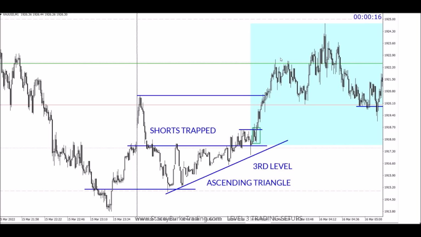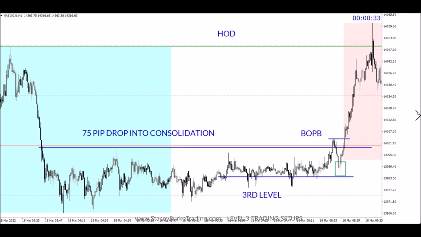Again, I'd be getting out just at the quarter level up here. I'm happy to take this and walk away. Not worried about holding on and getting the second leg or anything else. Great move. NASDAQ dropped down 75 pips, went into consolidation. Sideways, last 15 minutes before this market heads into the Europe Open.